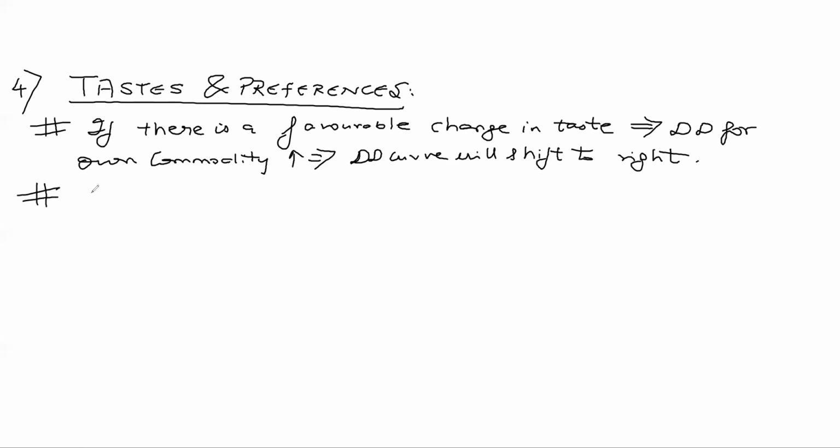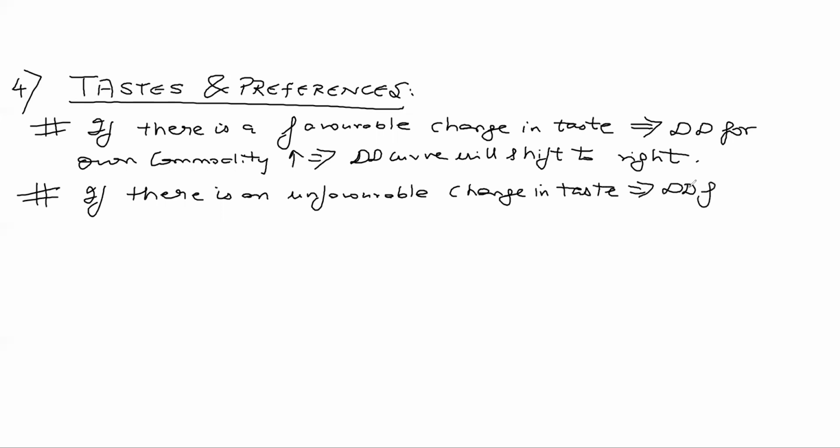And exactly, you can make the opposite change. If there is an unfavorable change in taste, it implies demand for own commodity falls, which implies that the demand curve will shift to the left.